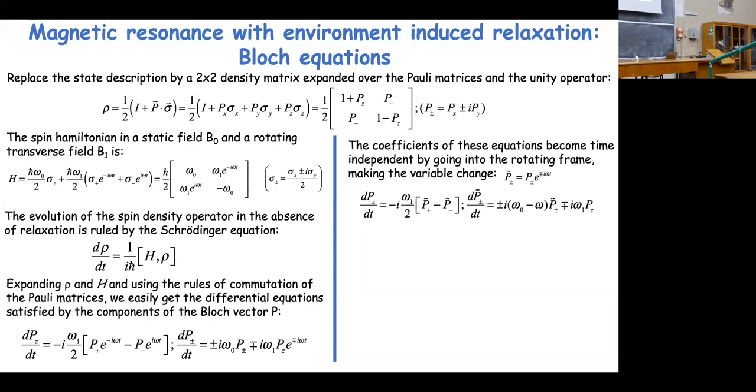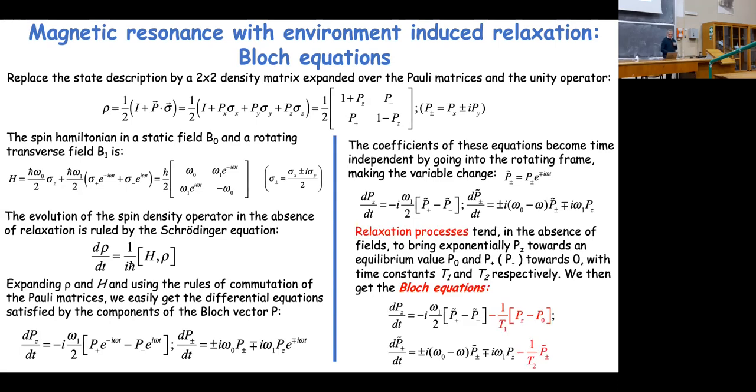You see now that in the rotating frame, there is no longer any time dependence. dpz over dt depends only on p plus minus p minus tilde. The tilde here means that I am in the rotating frame. And dp plus minus tilde is connected to pz. So in the rotating frame, I have equations which are independent of time, as it was in the case of the wave function, in the case of the state vector. But now the novelty here is that I will add relaxation. And these are the terms that I have written in red.